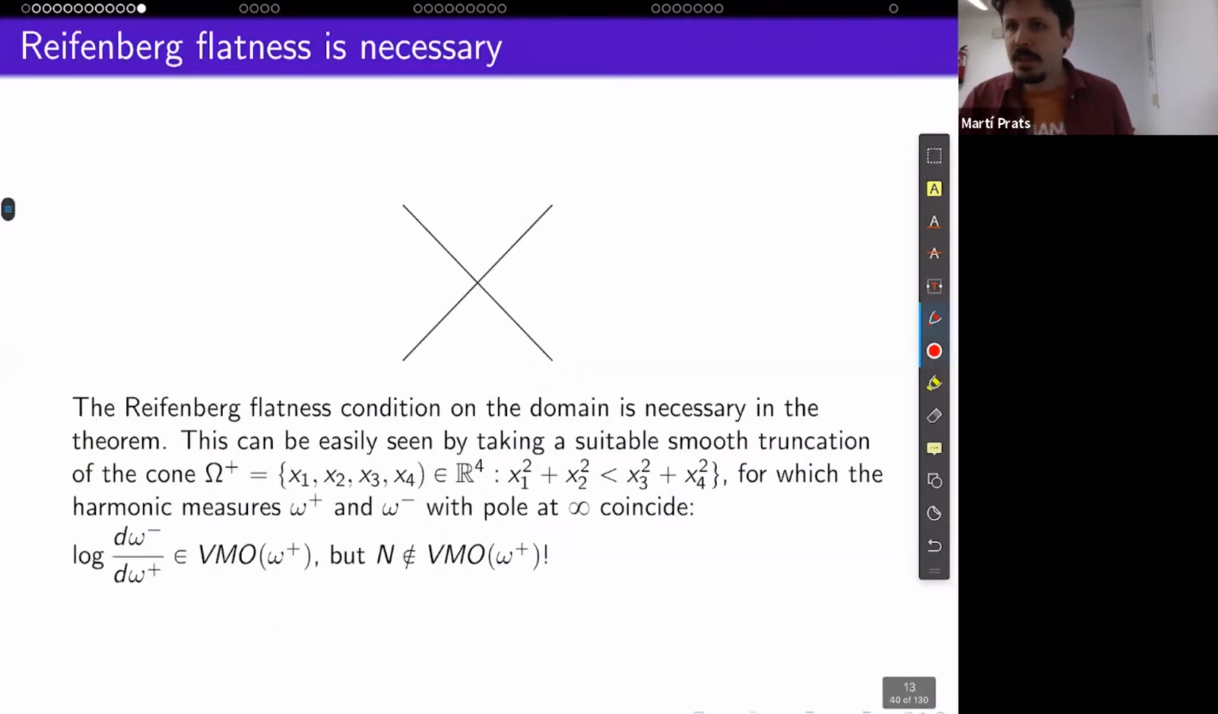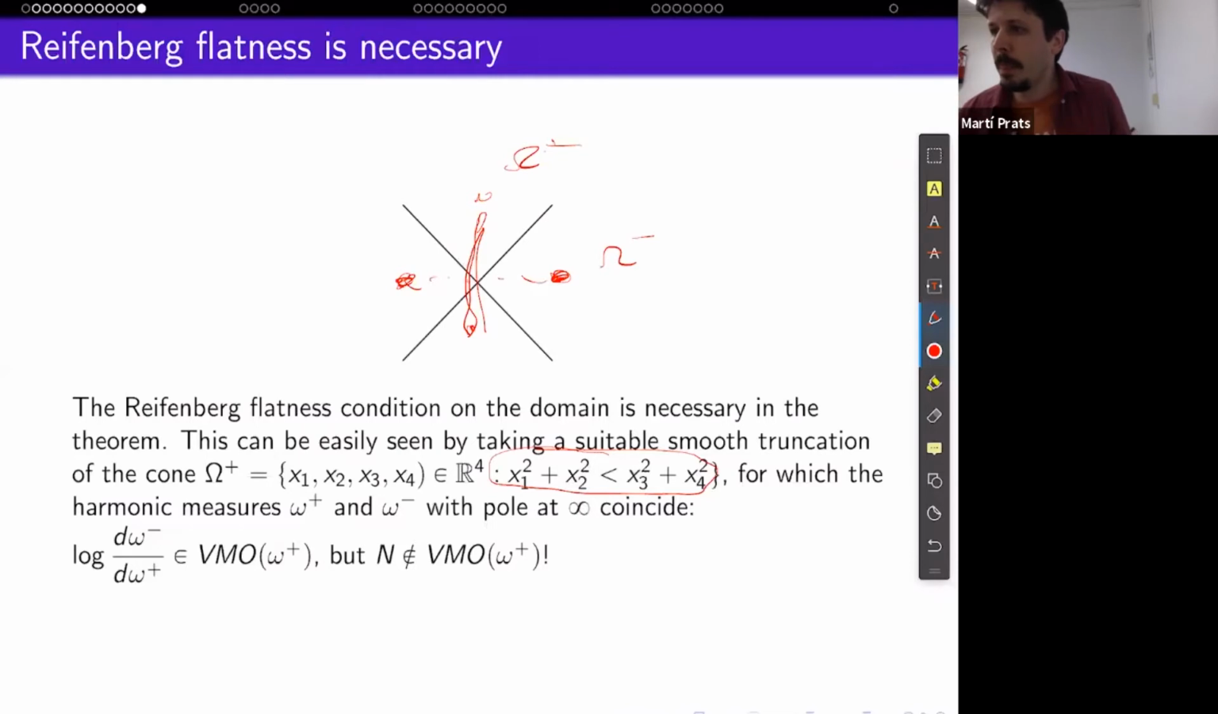Okay. So let's discuss a bit about this Reifenberg flatness. Why is it necessary? Take the following cone in R2, this is not the same domain, so avoid R2, let's go to R4. In R4, if we take this cone, we have here something that is connected, and here something that is connected. And so we have two domains here, omega plus and omega minus. And if you put the pole at infinity, then both measures are exactly the same. Okay, they coincide.